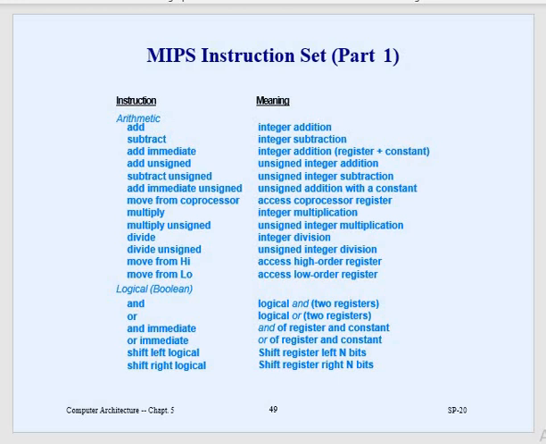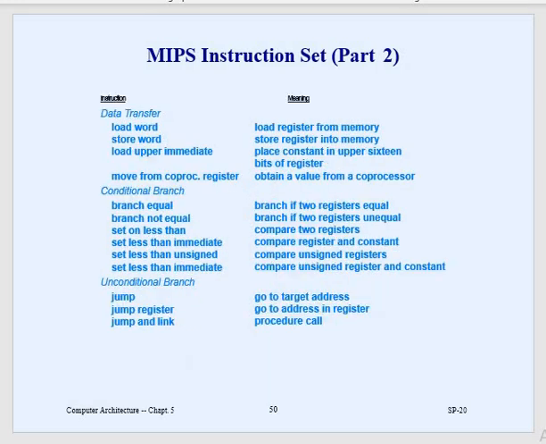Here again we perform an OR operation between two registers. The third one is and immediate, which means ANDing of a register and a constant. And or immediate means OR of a register and a constant. Shift left logical means shift the register left n bits, and shift right logical means shift the register right n bits, where n is the number of bits.